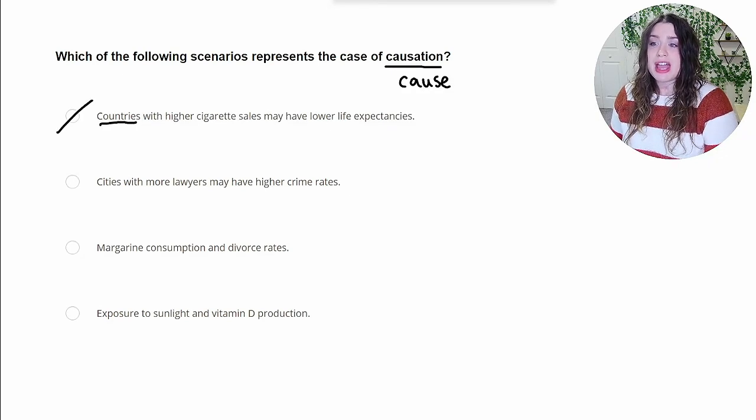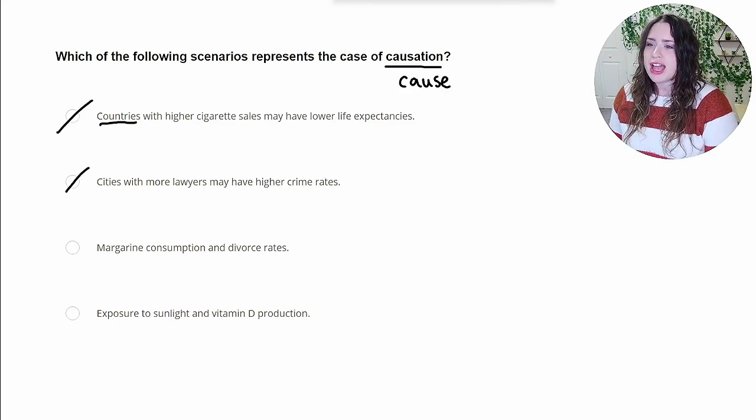Cities with more lawyers may have a higher crime rate. Now, yes, maybe that could be, again, a connection, a third variable. More people need to hire lawyers because they're getting in trouble with the law, but it certainly isn't that one is causing the other. So that one won't work as well.